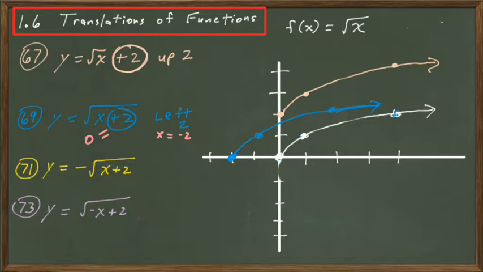71 in yellow is the same thing, but it has a negative in front of it. That just flips it over the x-axis, so it would be this bottom part. So that's 71. Now, I believe, Priya, you asked about 73, right?